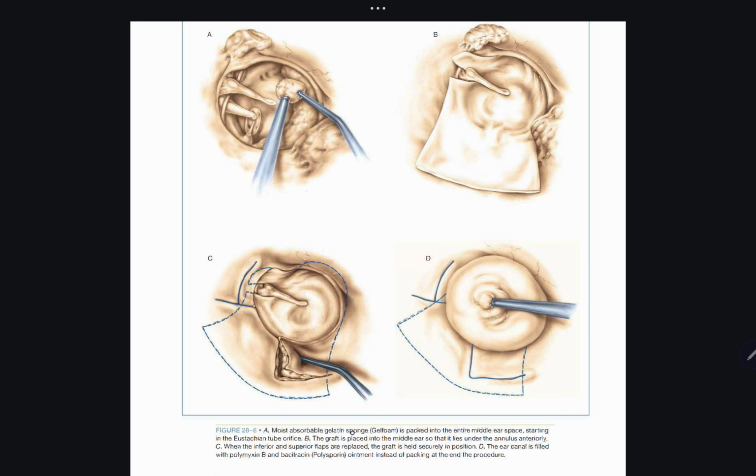A moist absorbable gelatin sponge gel foam is placed into the entire middle ear space starting in the eustachian tube orifice. The gel foam is placed into the middle ear so that it lies under the annulus anteriorly. C. When the inferior and superior flaps are replaced, the graft is held securely in position.